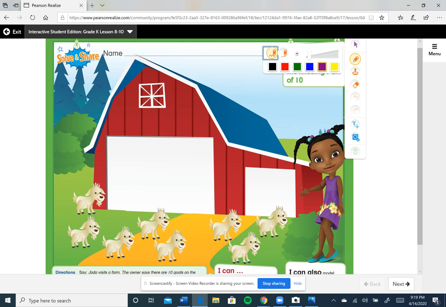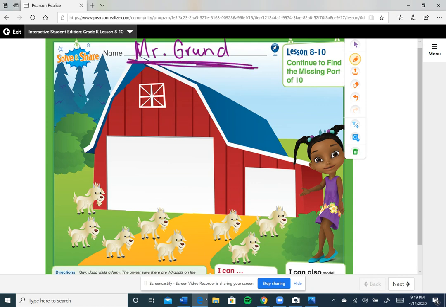All right, kindergarten, welcome back for another day of math. Remember, the first thing we should do is put our name on our paper. We are on lesson 8-10. This is our last full lesson before our math test on Friday. Exciting.